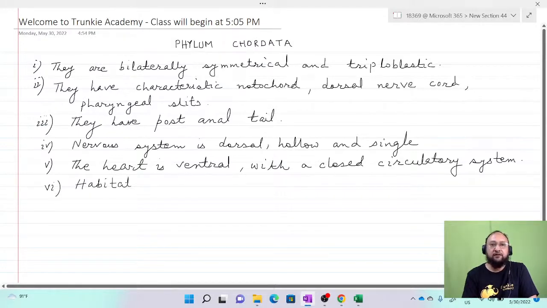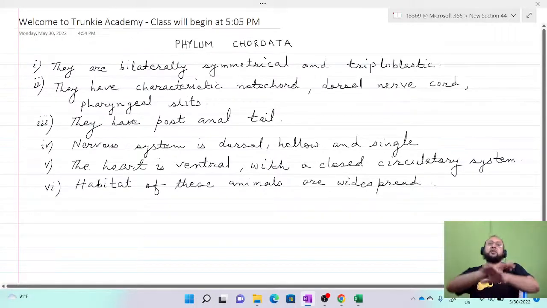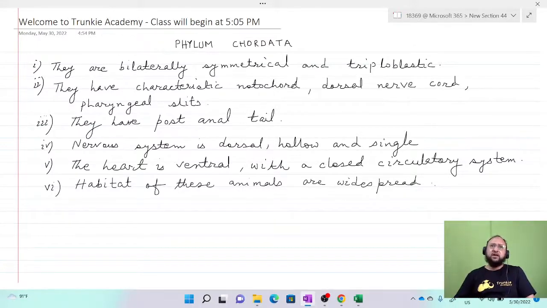Habitat of these animals are widespread. That means so many diverse varieties of habitat are observed in case of phylum Chordata.